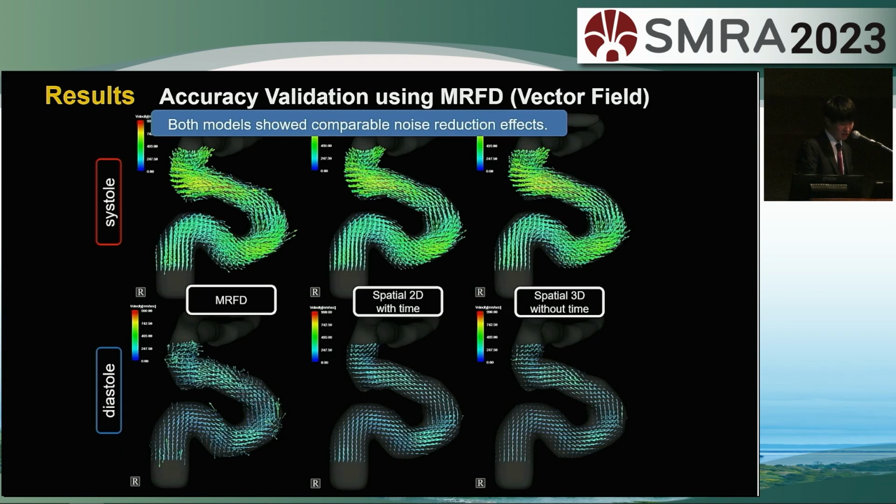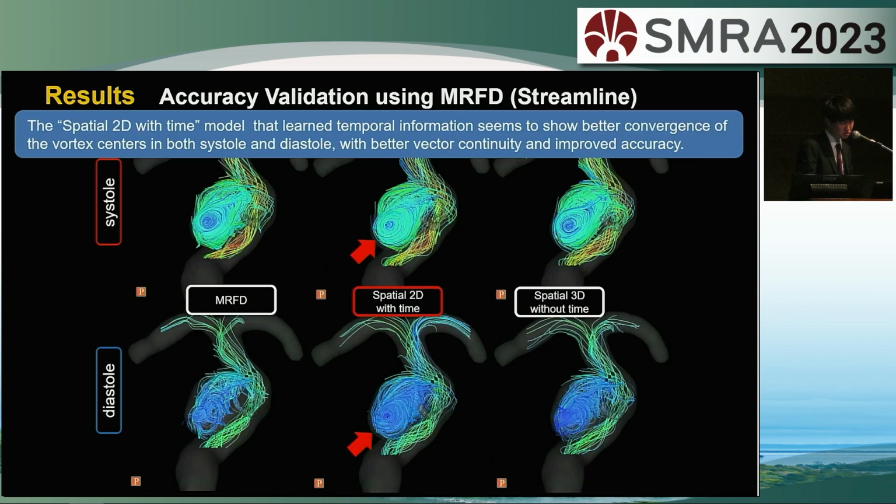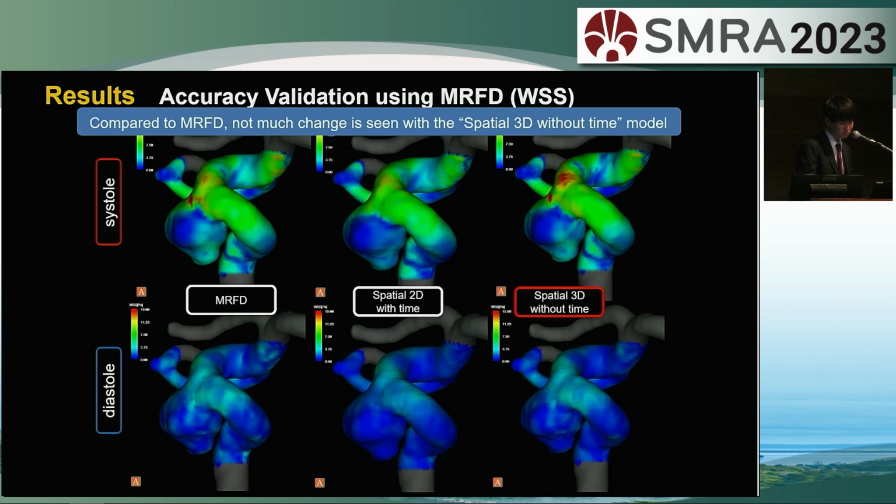These are the MRFD test results. Both models showed comparable noise reduction effects for vector fields. The model in the middle that learned temporal information showed better convergence of the vortex center in both systole and diastole, with better vector continuity and improved accuracy.